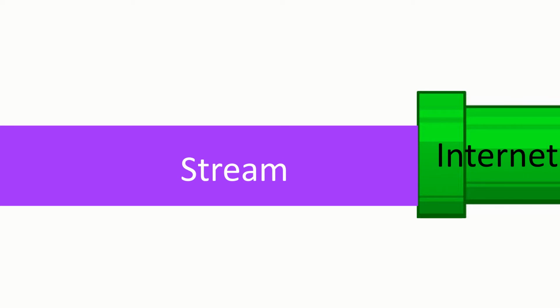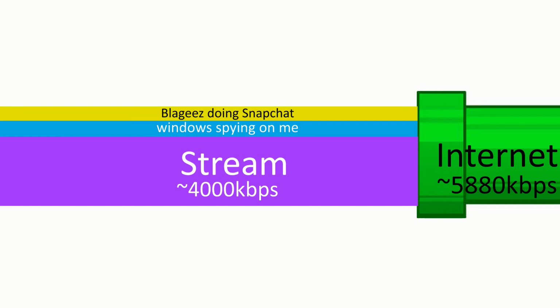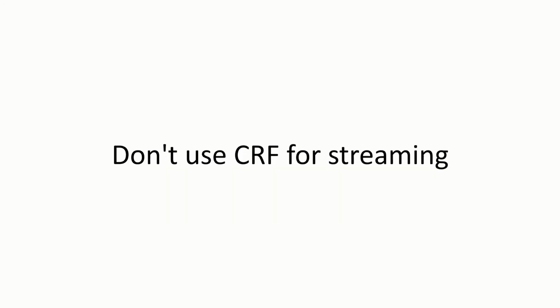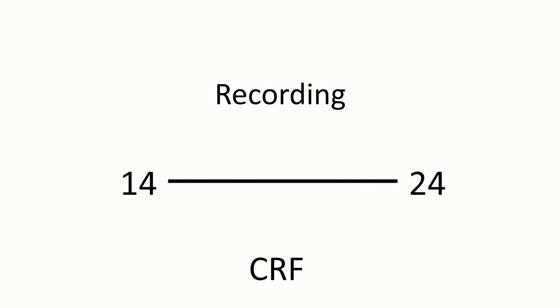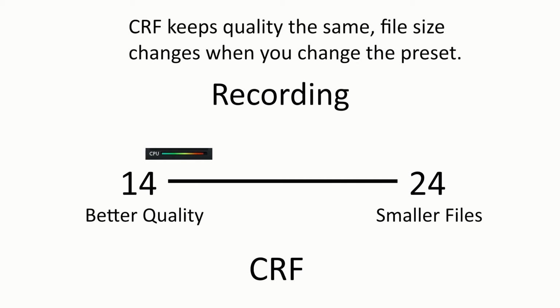My upload speed is just under 6 megabytes per second, so when I stream, I usually set my bitrate to about 4,000 kilobytes per second, which is 4 megabytes per second. This leaves room for other stuff or people who might access the internet and ensures the stream won't lock up. You probably shouldn't use CRF for streaming because it makes it hard to tell if you're going to exceed your upload speed. For recording, I would recommend between 14 and 24 CRF, depending on how much you care about file size or video quality. Keep in mind that lower CRF values take more processing power to encode. I prefer to use CRF for recording because I can change the preset and not have to worry about the video quality changing. So now, let's go through a few examples.